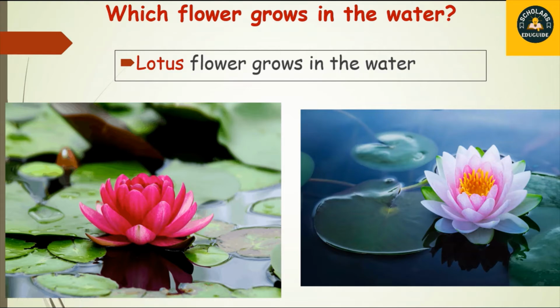Which flower grows in the water? Lotus flower grows in the water. Repeat after me. Lotus flower grows in the water. And you know, lotus is also our national flower. So remember, lotus is our national flower.